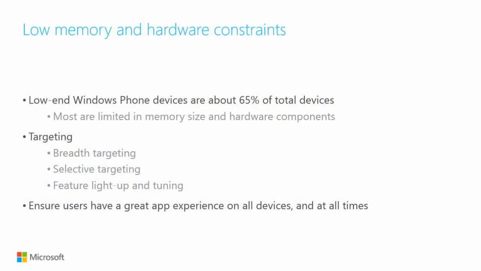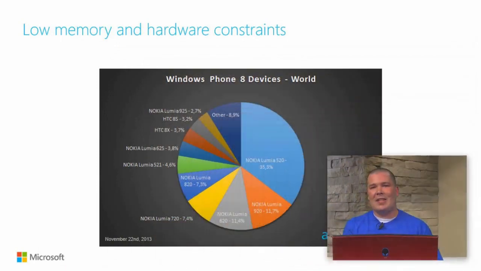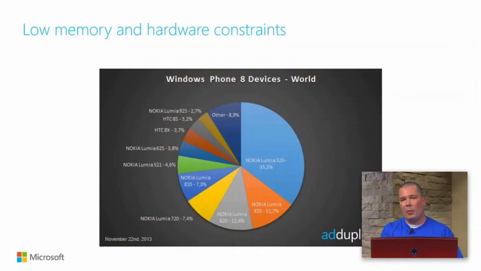Overall, ensure that your users are having a great experience, right? At the end of the day, you want to make sure that you're giving your users the best experience on that device that you can. So this is a nice little graph that explains the split when it comes to Windows Phone 8 devices around the world. You'll notice that the lower end devices are actually 65% of the Windows Phone 8 devices out there. So it's very important, if you want to hit as many people as you can, to target the lower end devices.